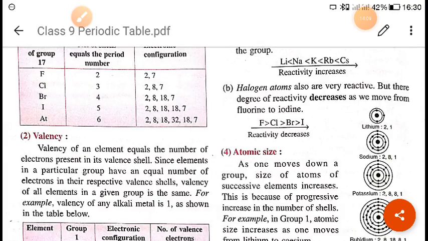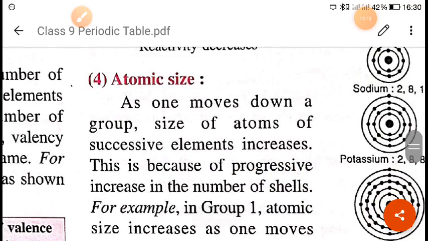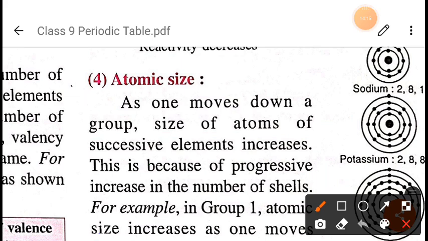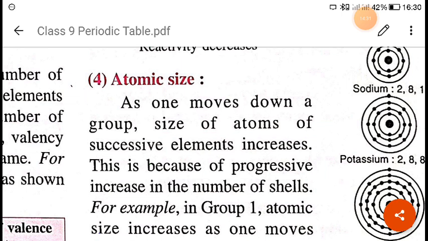So I hope you have understood this, right? Now next, when you talk about the atomic size, there will be a change in the atomic size as you move down the group. The size of the atom of successive elements increases, and this is because of the progressive increase in the number of shells.